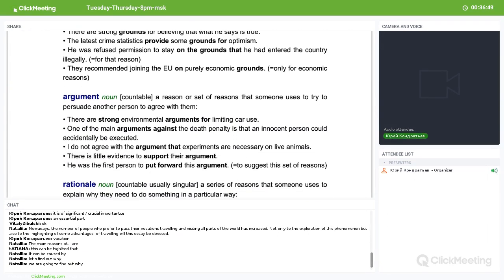There are strong environmental arguments for doing something, for limiting car use. One of the main arguments against the death penalty is that an innocent person could accidentally be executed. I do not agree with the argument that experiments are necessary on live animals. There is little evidence to support their argument, or the argument put forward, this argument.